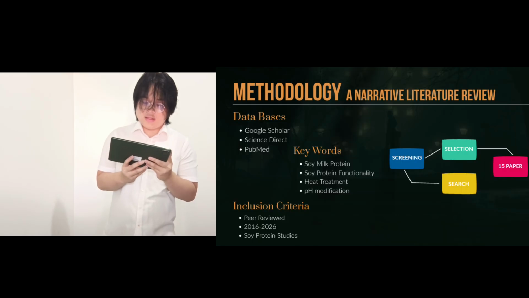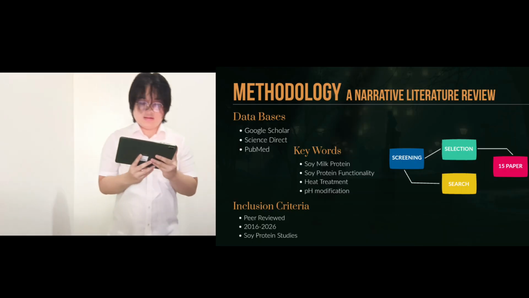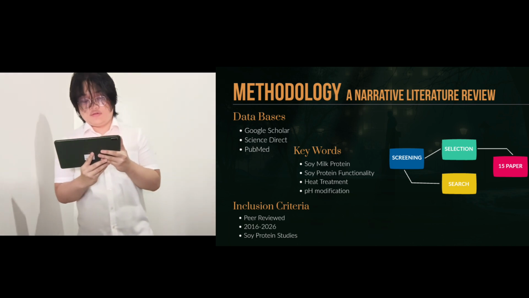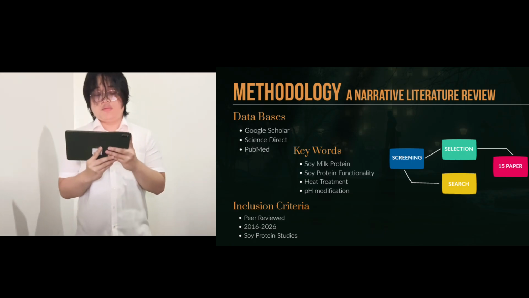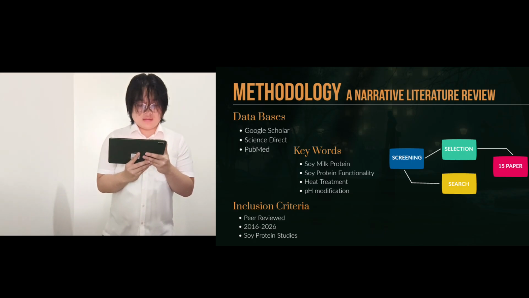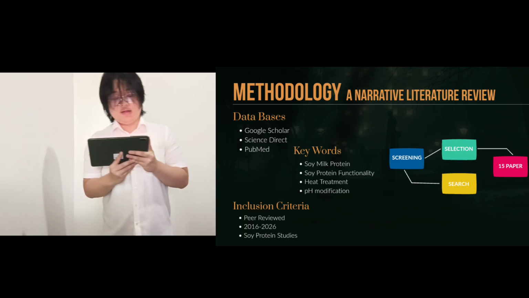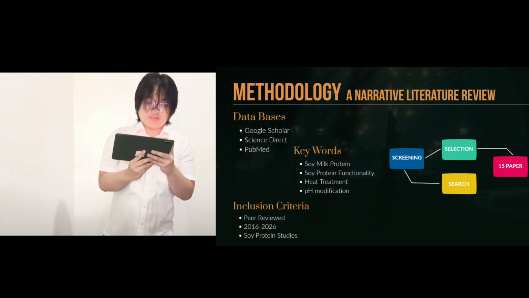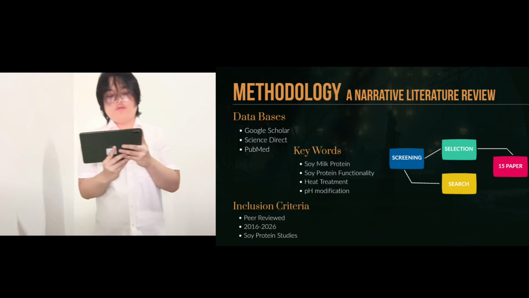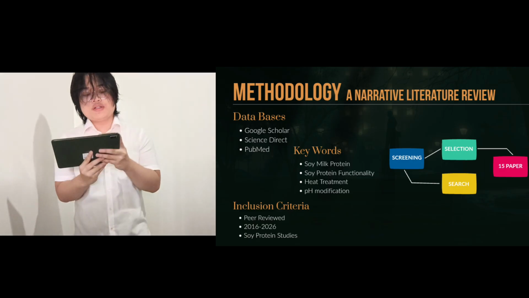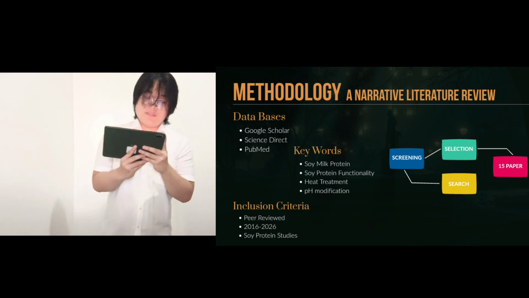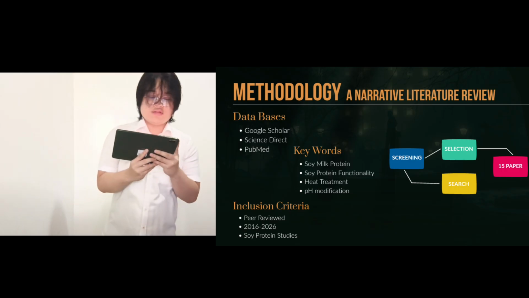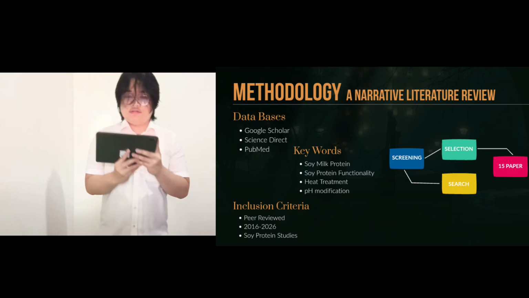On to the next slide, the methodology of how this review paper was made. This study was conducted as a narrative literature review. Scientific articles were collected from Google Scholar, ScienceDirect, and PubMed, using keywords related to soy protein functionality and processing methods. The inclusion criteria were peer-reviewed studies published between 2016 and 2026 that focus on soy protein functionality. After screening and selection, 15 relevant papers were included and analyzed. This approach allowed the review to compare findings from multiple studies and identify common trends.